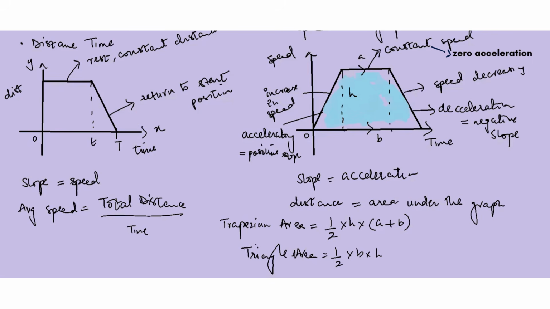And once again, if they want you to find the average speed, it's going to be total distance divided by total time. Then we will not use the area under the graph thing. We will just do total distance divided by total time. That is fixed for average speed, no matter what the graph is, whether it's a speed time graph or distance time graph, average speed will be calculated like that. So this is all you need to know for kinematics.